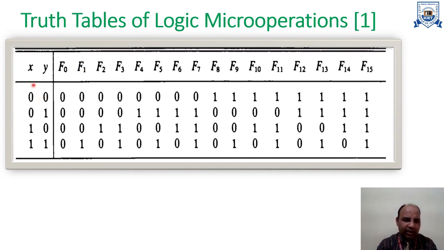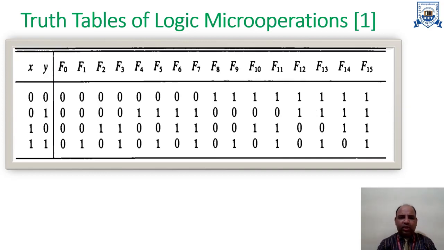Now you can see that X and Y, these two binary variables, may take the values 0 0, 0 1, 1 0 and 1 1. So you can clearly verify that the operation F1 in this list is a logical AND operation. AND gives you 1 only when both inputs are 1. Otherwise, in the rest of the three cases, it will give you 0. Similarly, you can verify the other logic micro operations in this truth table.